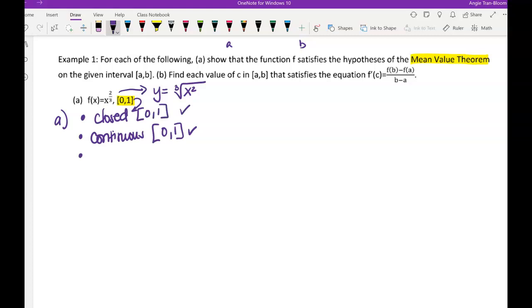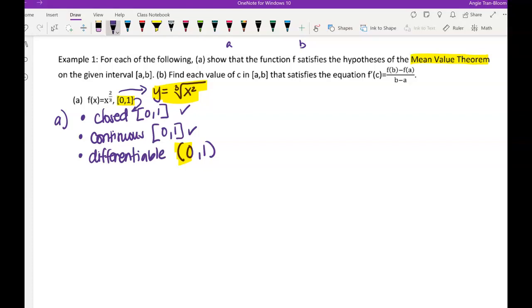Now the third one that we have to meet is differentiable. It has to be differentiable over the open interval 0 to 1. Now, as you can see here, students, this is a parent function, so there's no translation left or right. If we had a translation left or right, that would be an issue at that location. But remember, 0 is not inclusive anyway, so this is definitely going to be differentiable from 0 to 1, non-inclusive.